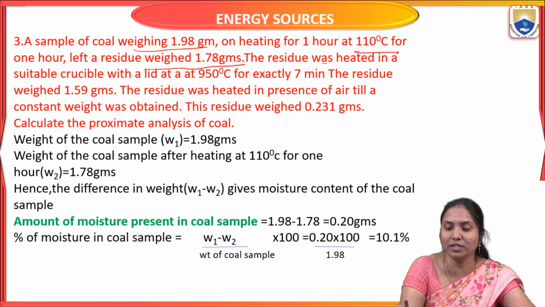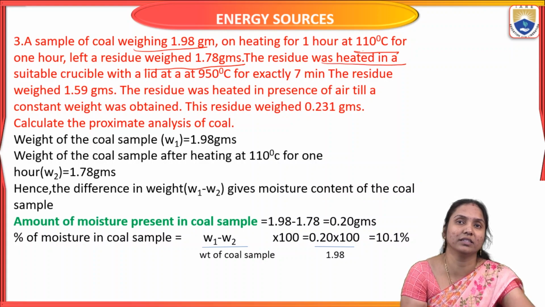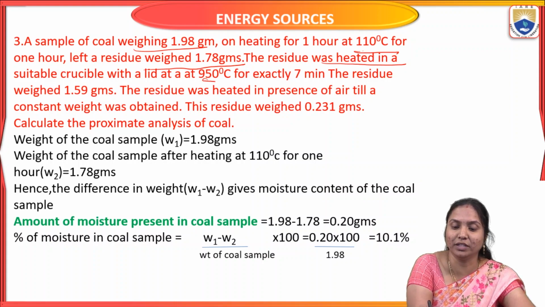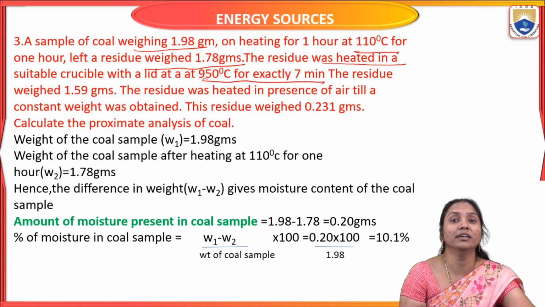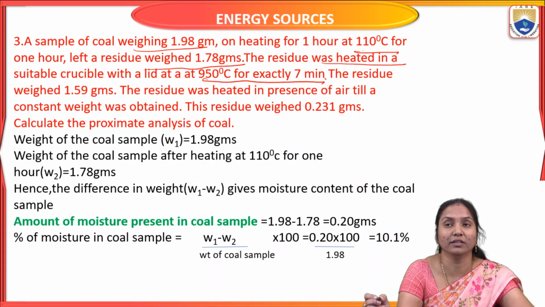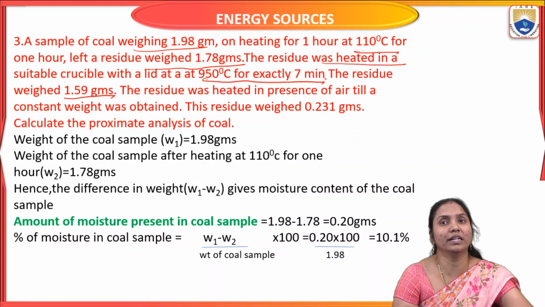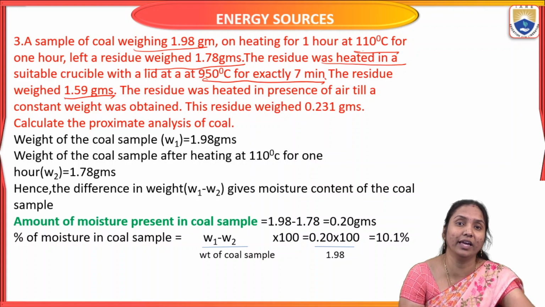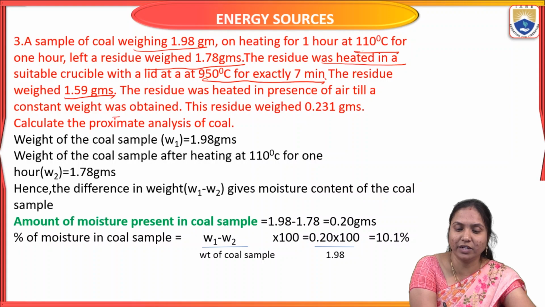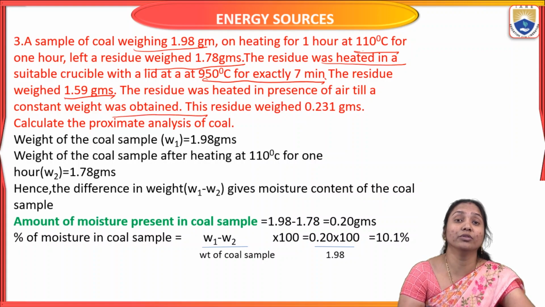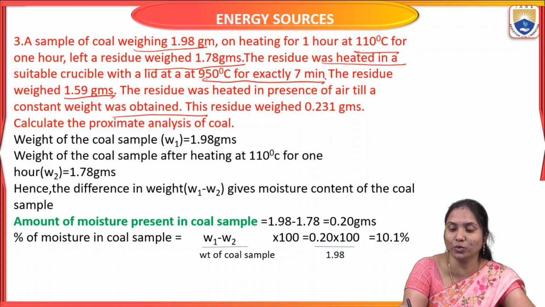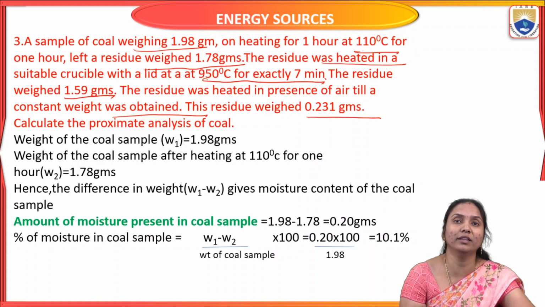The residue was heated in a suitable crucible with a lid at 950 degrees centigrade for exactly 7 minutes. The residue weight is then 1.59 grams. Then the residue was heated in the presence of air till a constant weight was obtained. This residue weighs 0.231 grams. Now calculate the approximate analysis of coal.